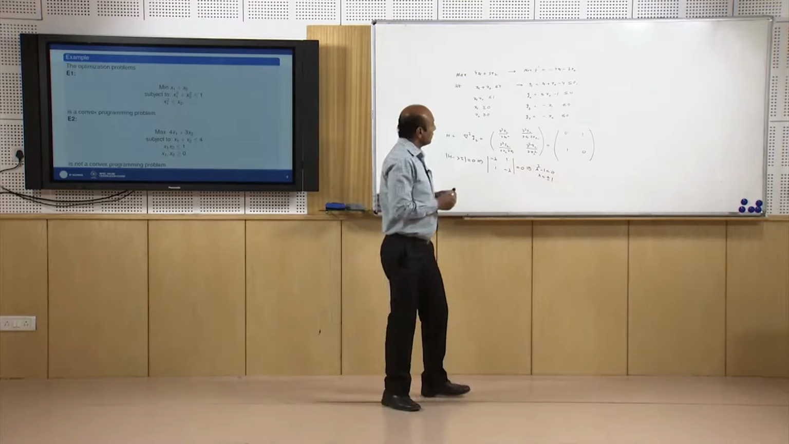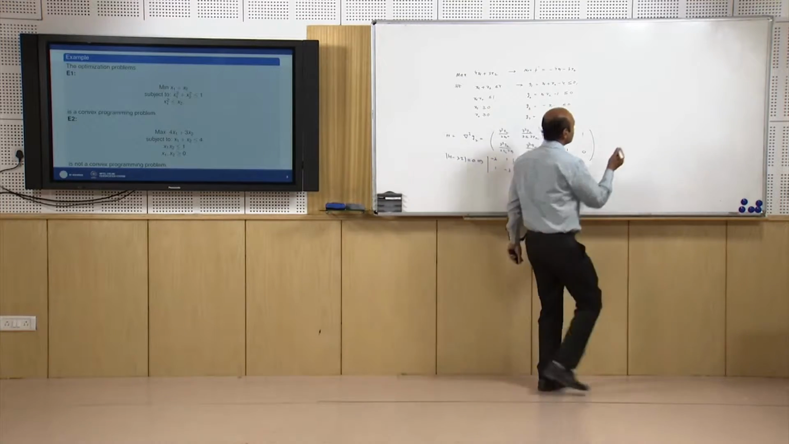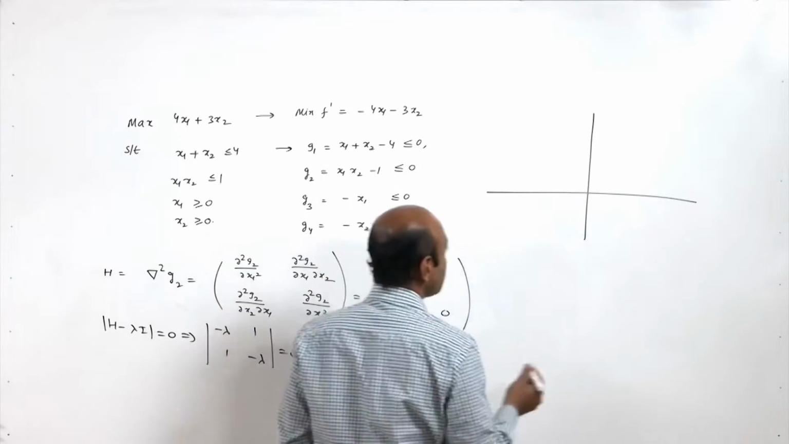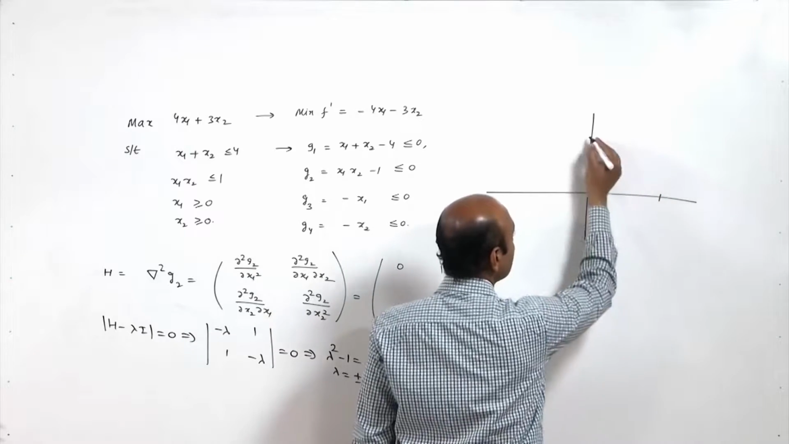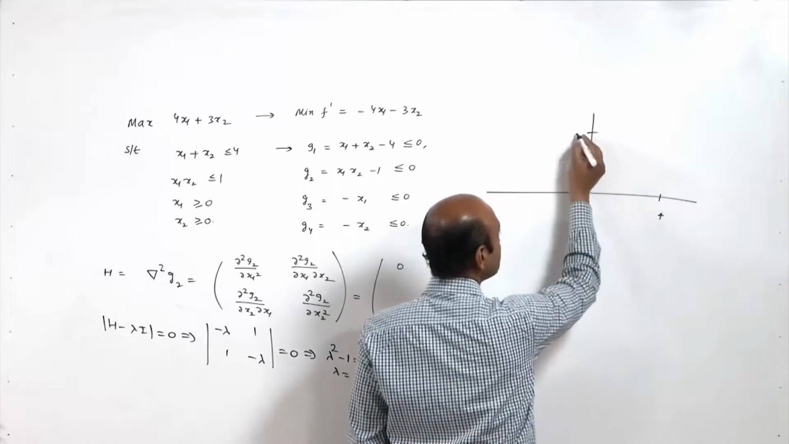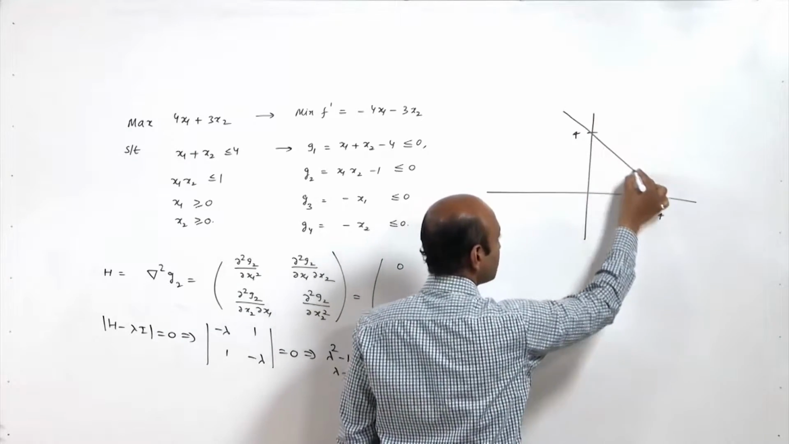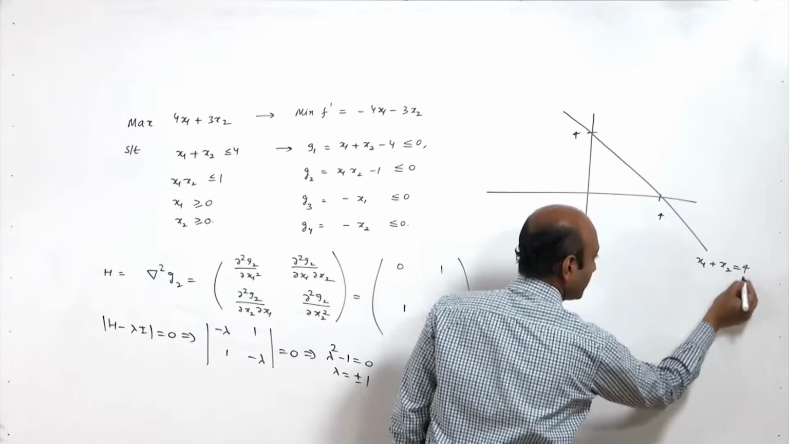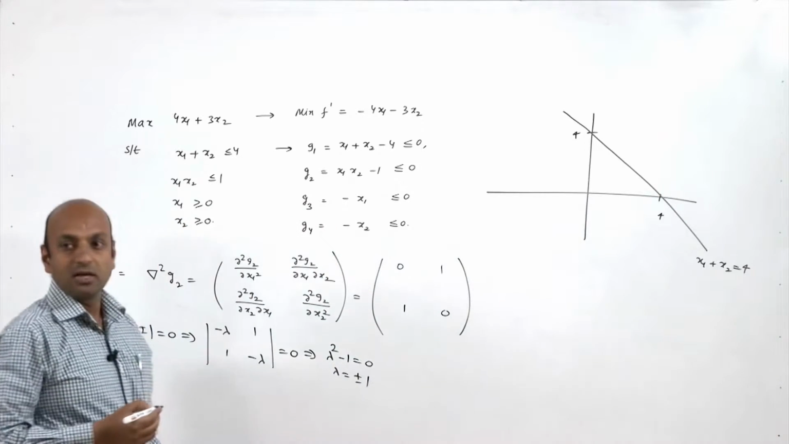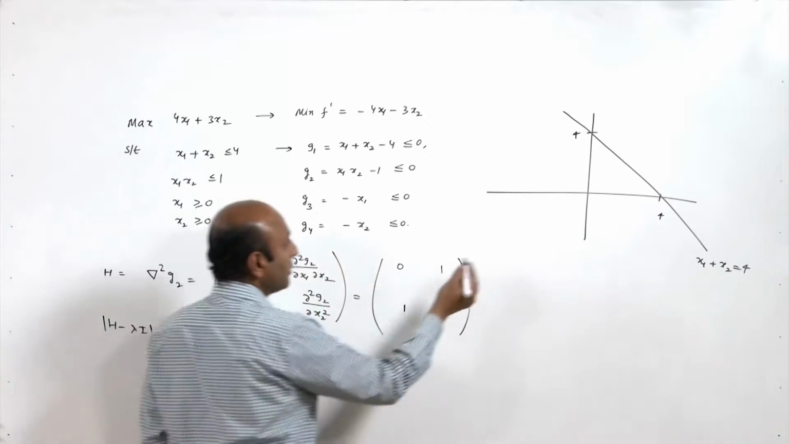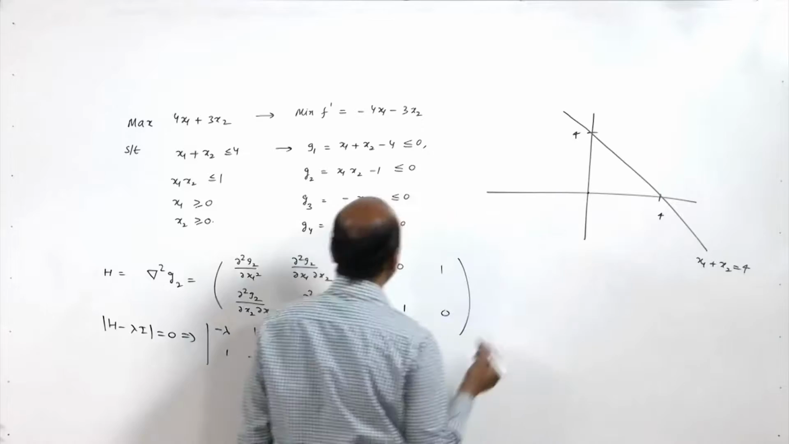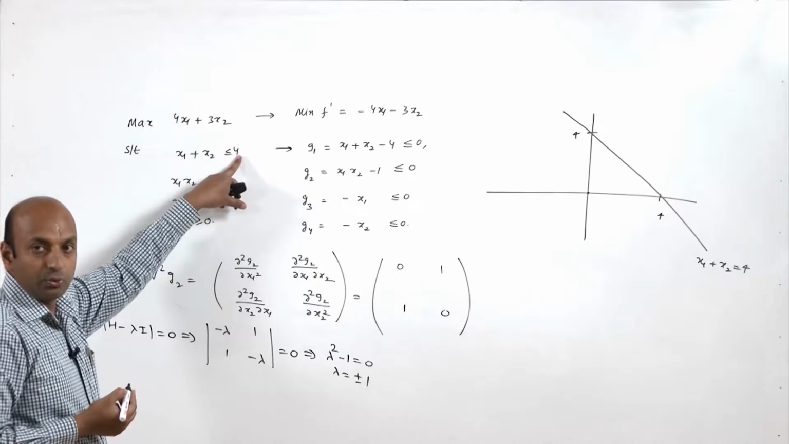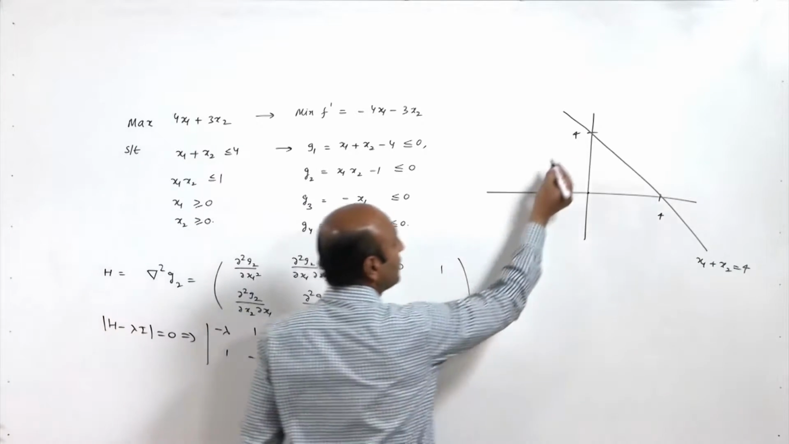Okay. You can see it graphically also. See, what is the first constraint? The first constraint is x1 plus x2 less than or equal to 4. This is 4, this is 4. So, this is the first constraint, x1 plus x2 equal to 4, and less than or equal to 4 means shade towards the origin, because if you take 0 comma 0, so 0 plus 0 is less than or equal to 4, it holds. So, we shade towards the origin.